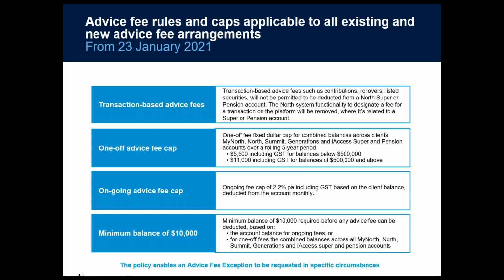The second one there is a one-off advice fee cap, and you can see the details, and that one-off cap is over a rolling 5-year period, and it's based on the client's balance across all of their North product accounts, so super and pension, so the My North, the North, Summit, Generations, iAccess Super and pension accounts. The next one there is the ongoing advice fee cap, which is 2.2% per annum, including GST. And the last one there is the fact that you can't charge an advice fee to an account unless it has a balance of 10,000 or above.